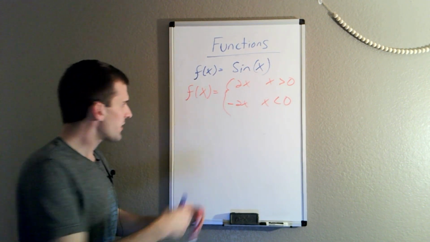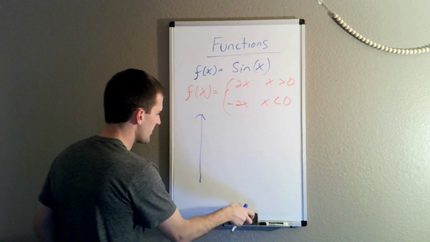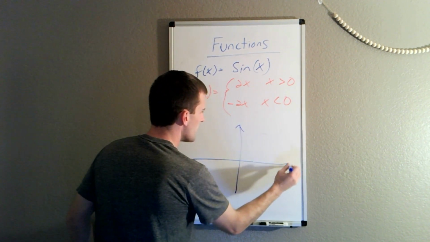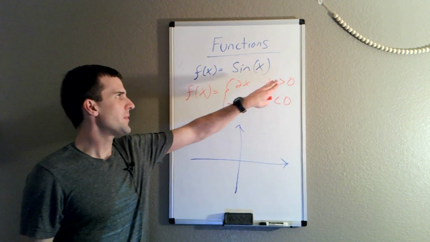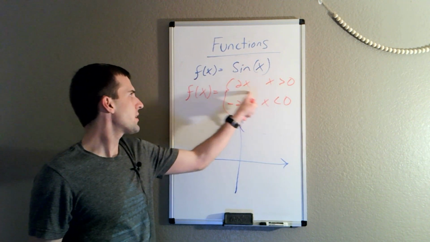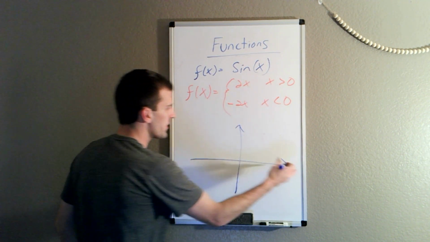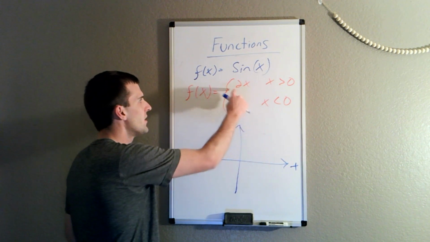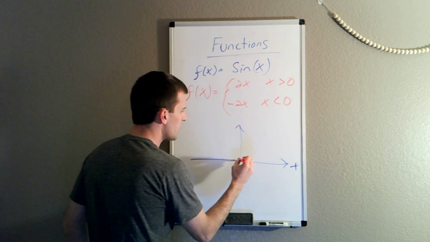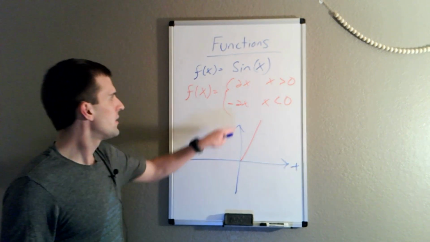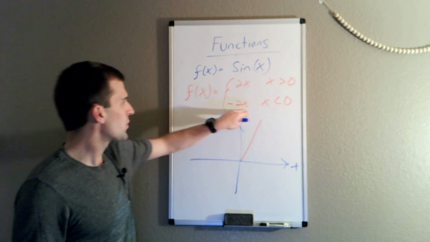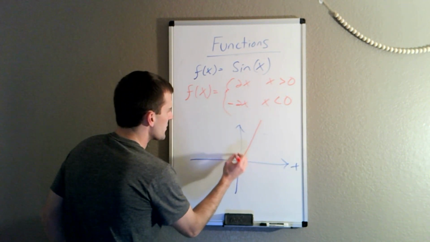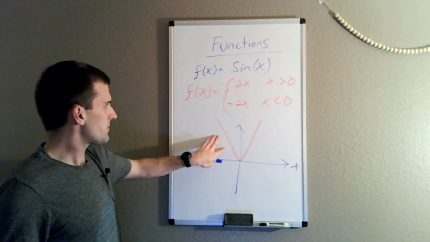So what this looks like on a graph, we're just going to follow the rules and plot in the location that we were talking about. So 2x when x is greater than 0. On the positive side of the x-axis, we're going to follow this rule, 2x. 2x looks something like that. And on the left-hand side, when x is less than 0, we're going to follow this rule, negative 2x. And that's going to look something like that. It's going to be symmetrical in this case.